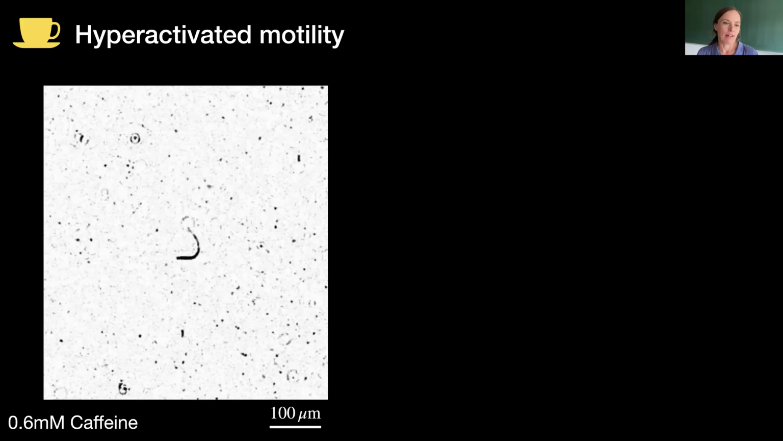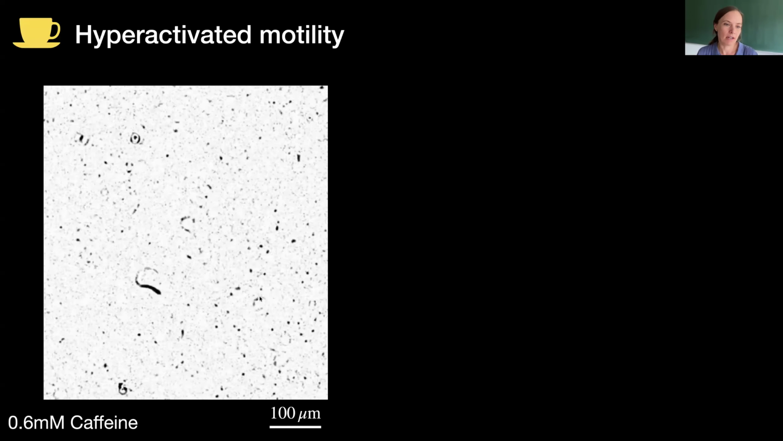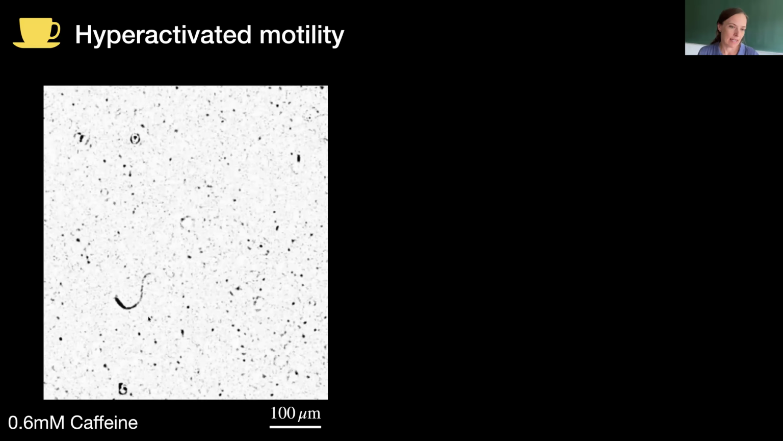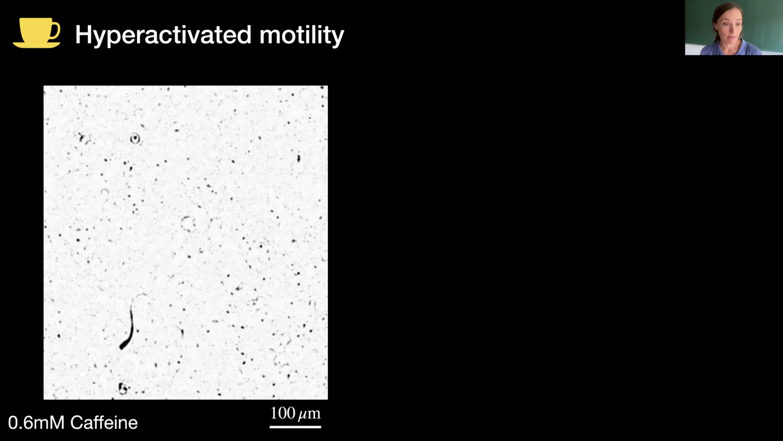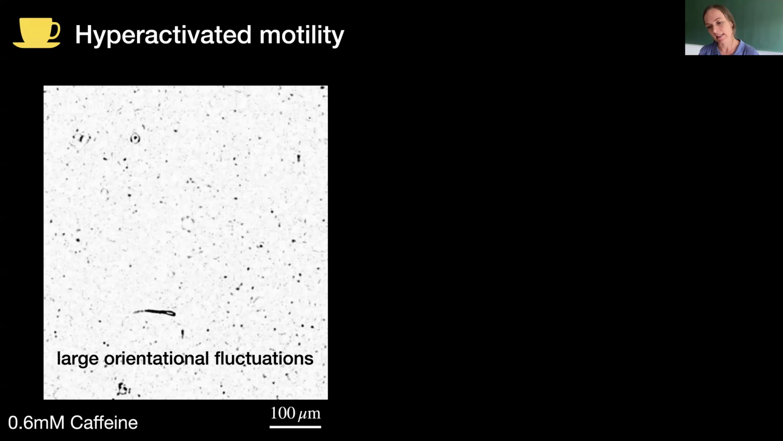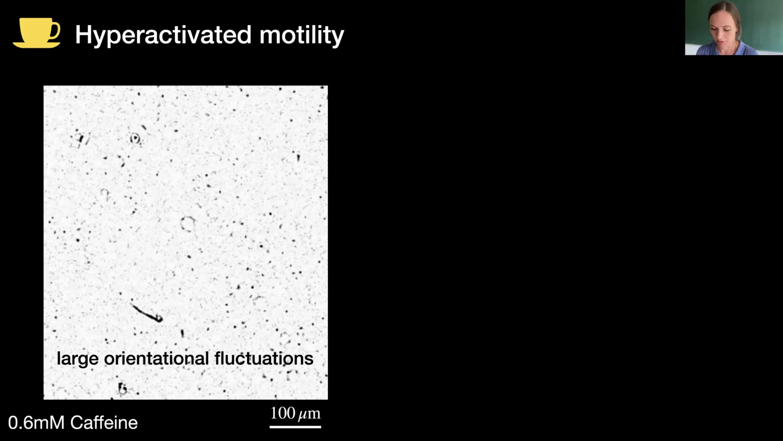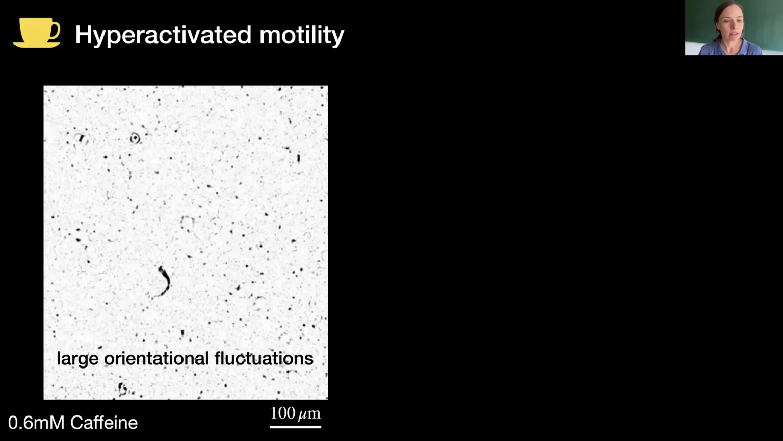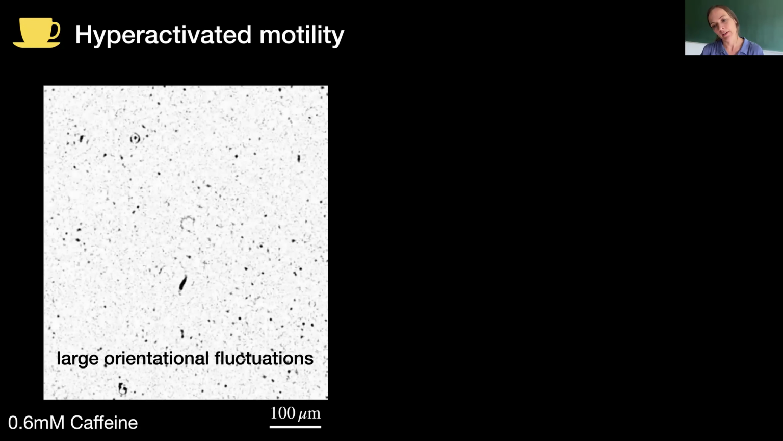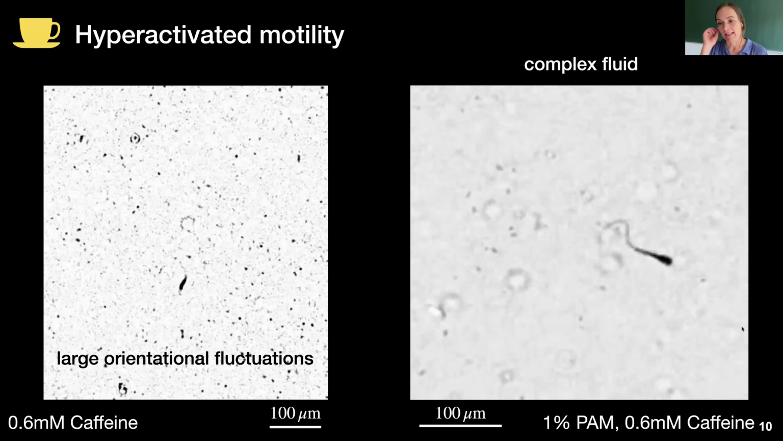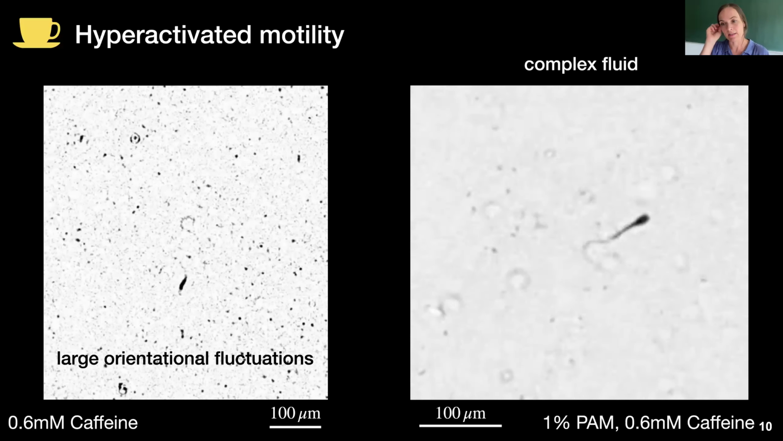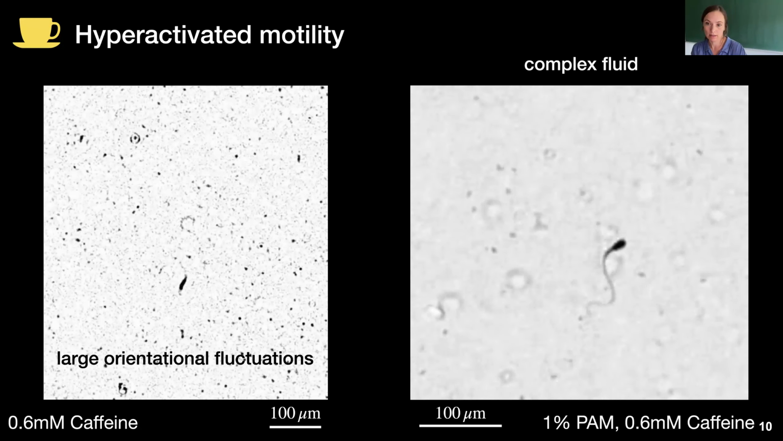If you think of the last movie that I showed you, in the hyperactivated state, the dynamics look very different. They look relatively random. There are very large orientational fluctuations, and this straight swimming motion is crucially altered. Now, if in the experiment you add on top of caffeine also a polymer to the solution to make the solution slightly viscoelastic, we observe swimming patterns that look like that. So the sperm start to move in circles.